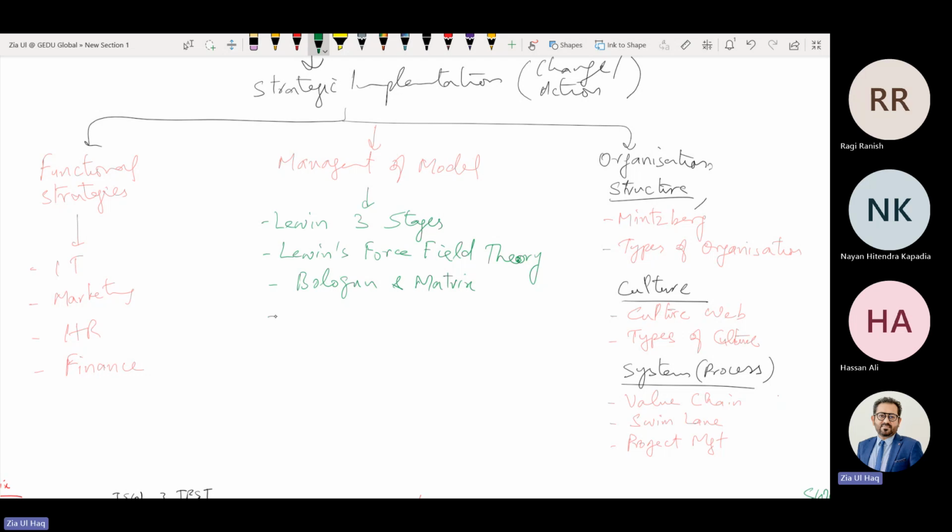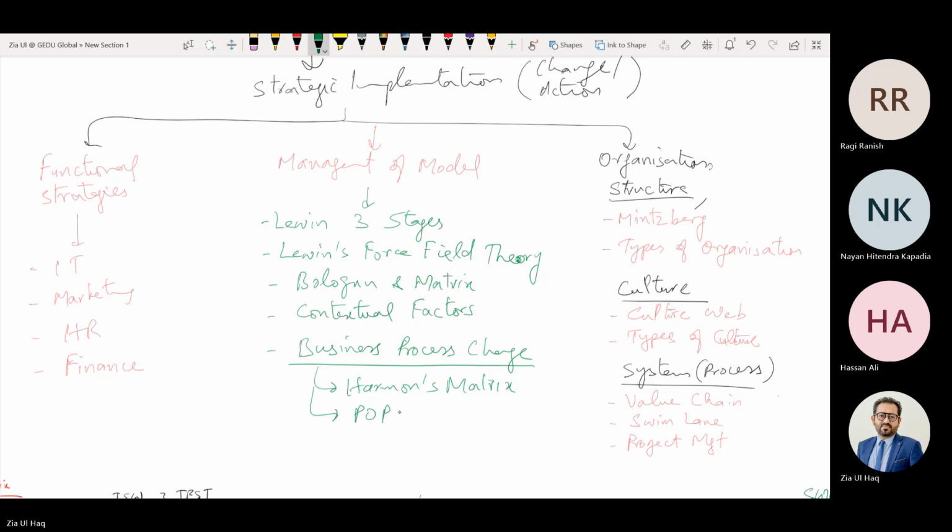In change management, if we are going to change the culture of the organization, we need to focus on contextual factors as well. There are 8 contextual factors as per B&H. But if we want to change business processes, in business process change we need to follow Harmon's matrix. Or we can follow the Popkin model. Popkin is also called the 4 views model.